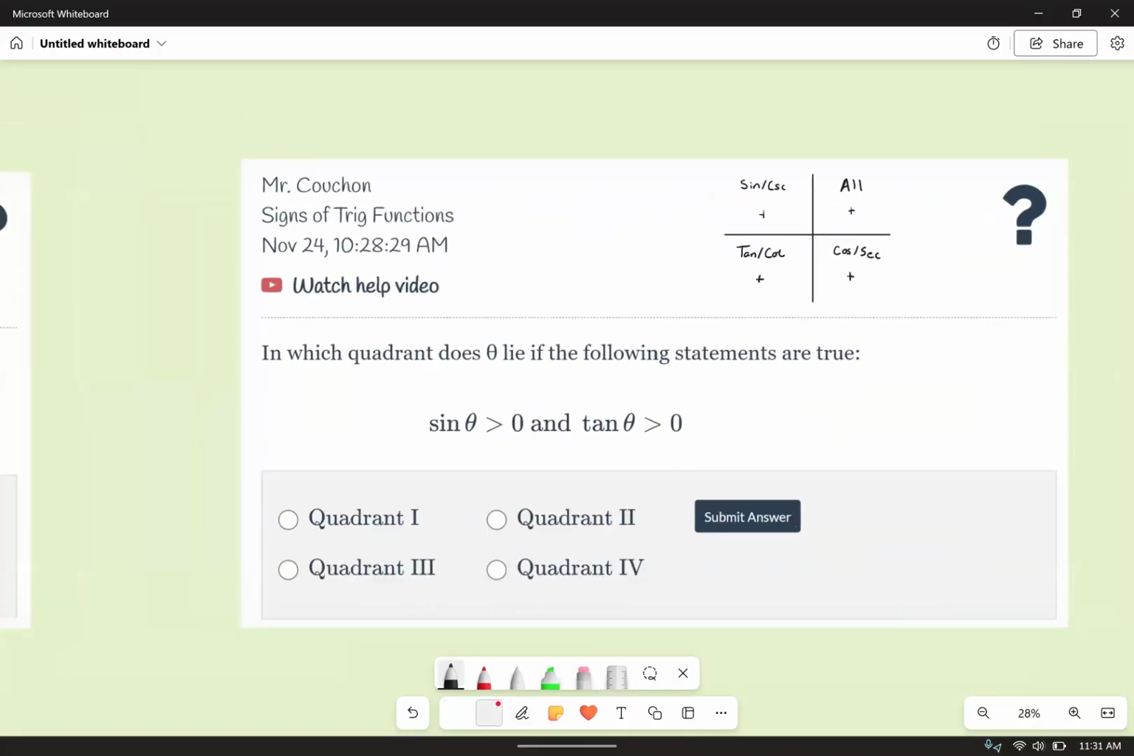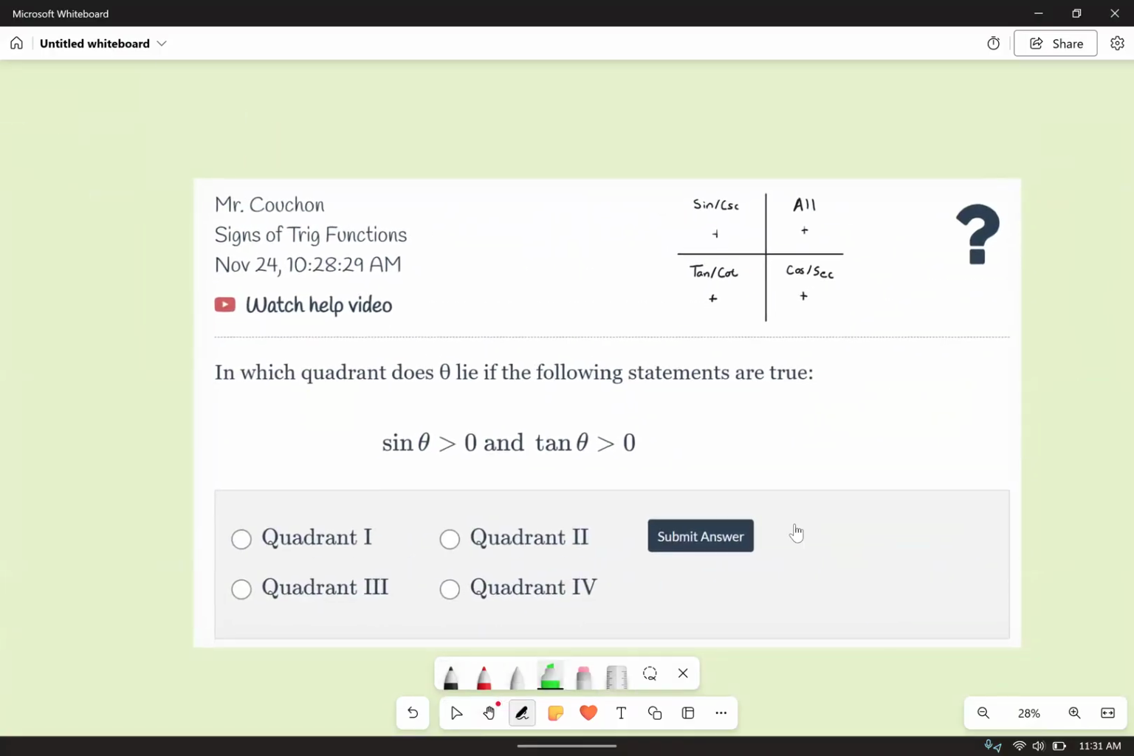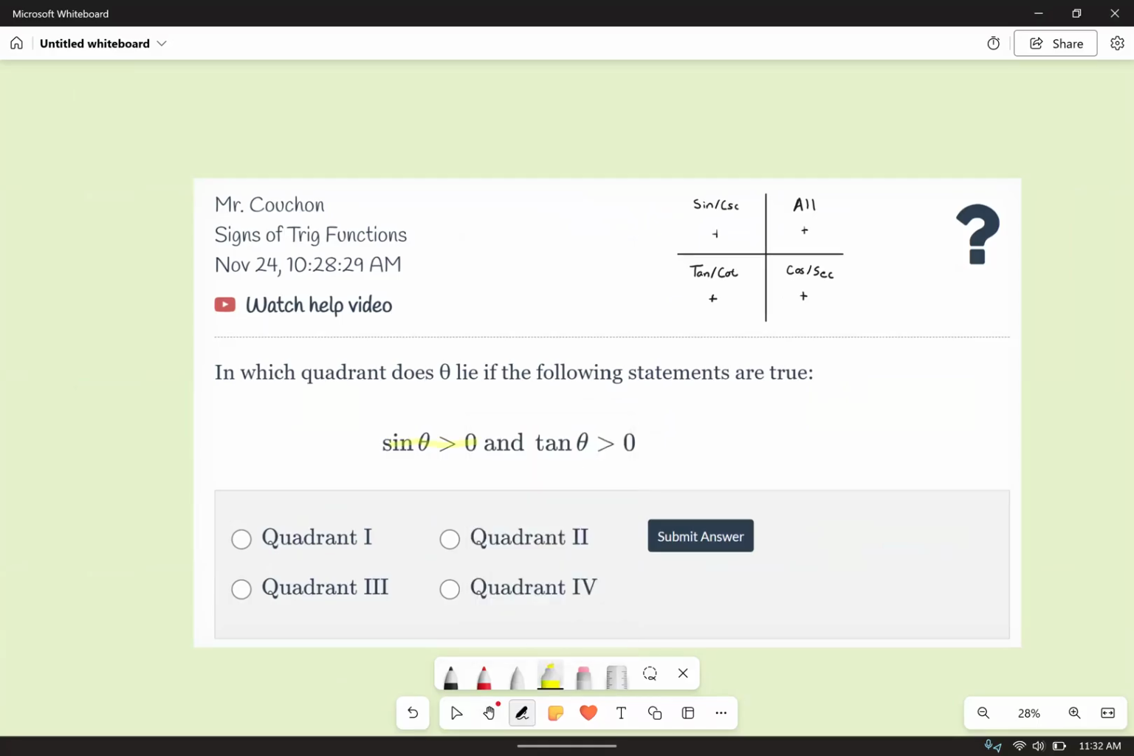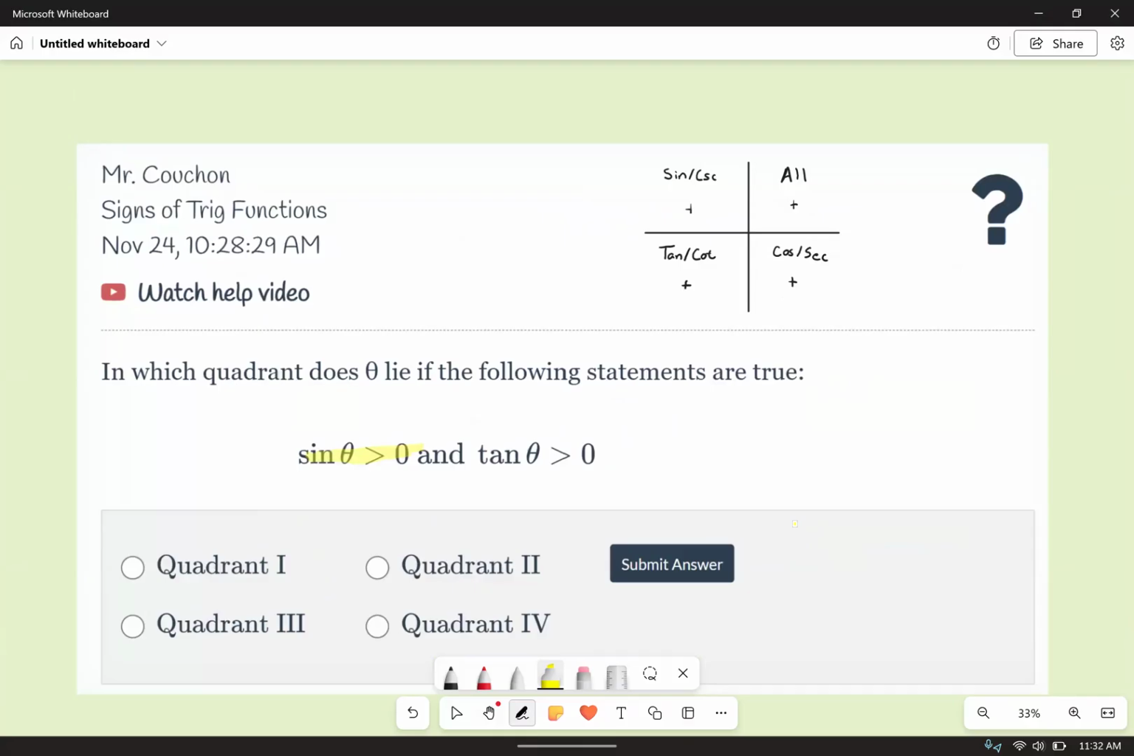All right, just break these down independently. I'm going to start with the sine of theta is greater than 0. So sine of theta is greater than 0 in two places. It's going to be quadrant 2 and quadrant 1. Okay. What about tan of theta? When is that going to be?